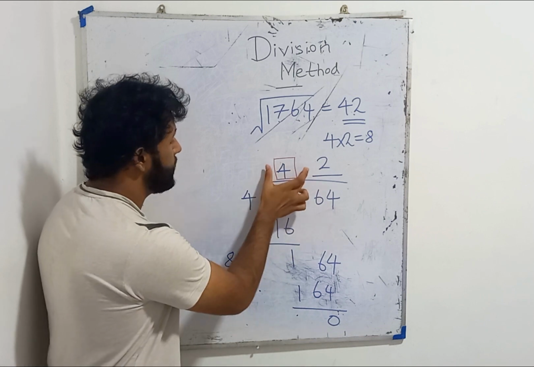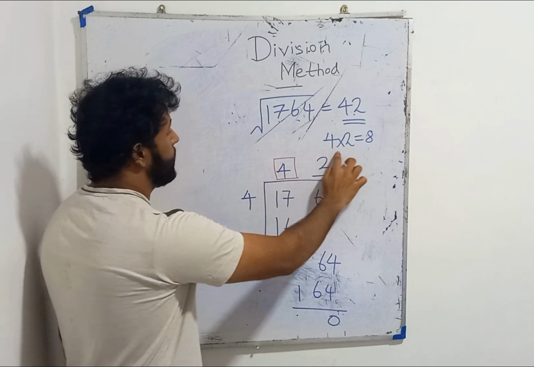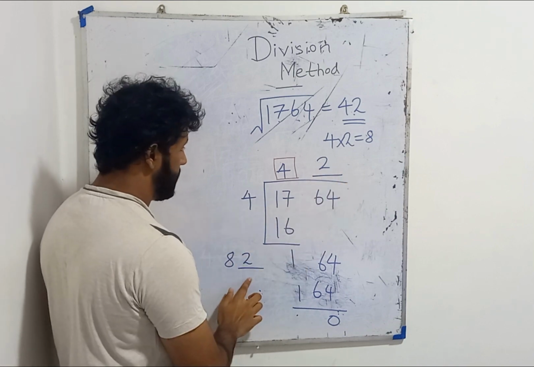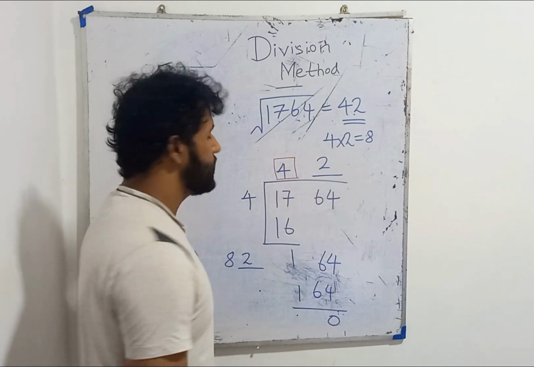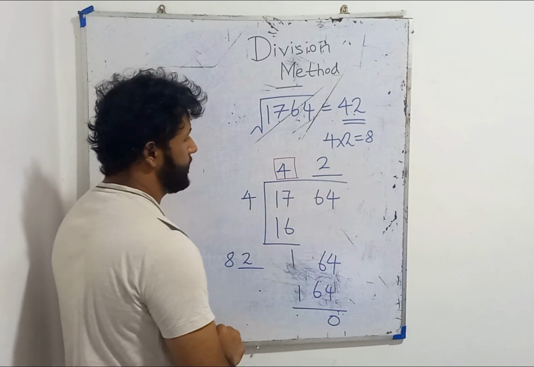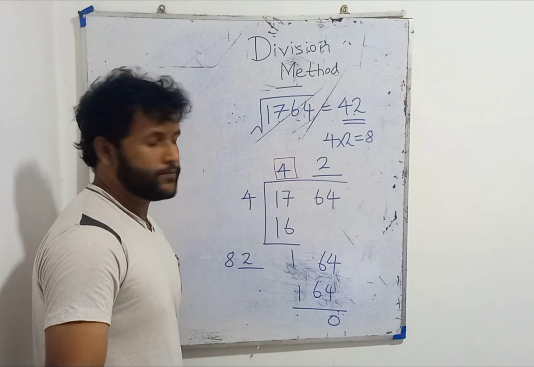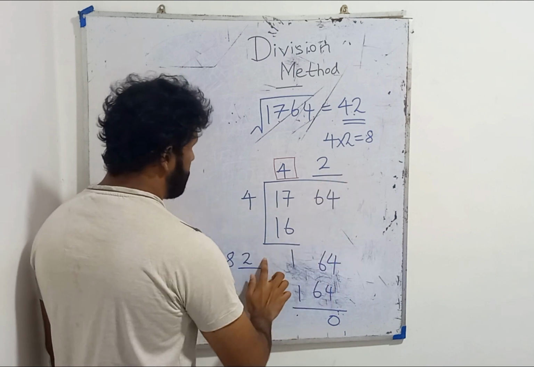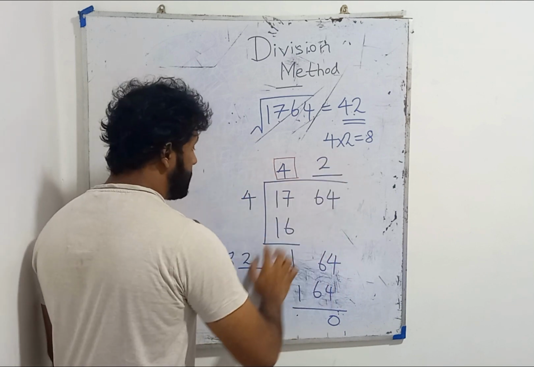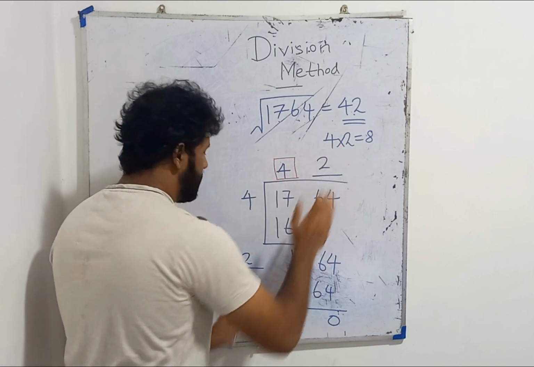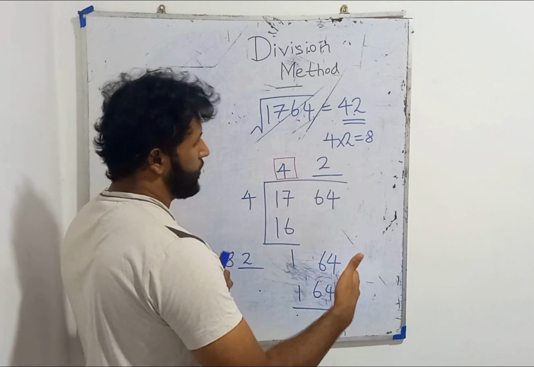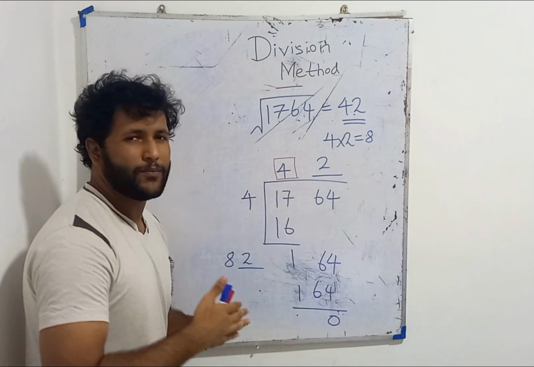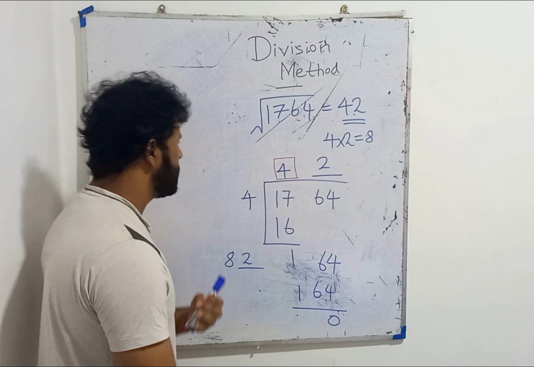Then consider the number at the top, multiply it by 2, take the number here, and keep a space there. The numbers that you add to both of these spaces should be equal. Then add the related number which is equal to both of these spaces, and you can find the square root using the division method. This is basically the introduction of the division method.